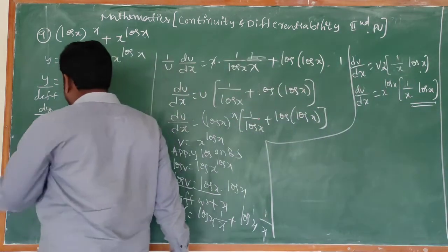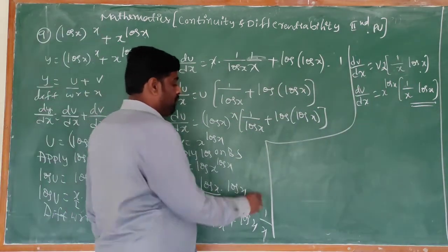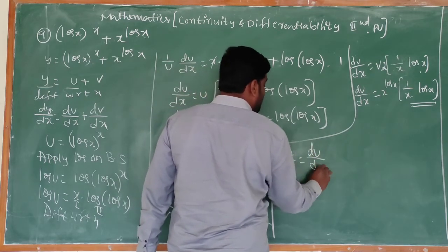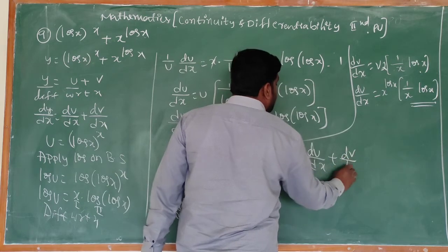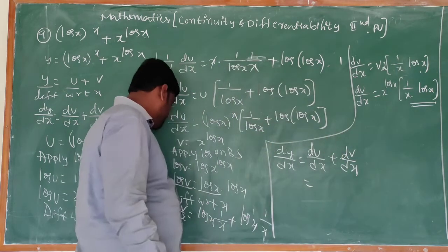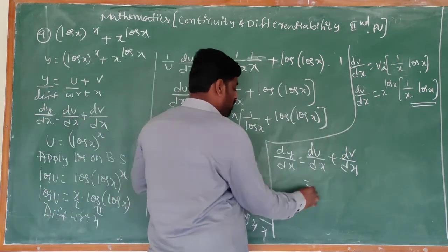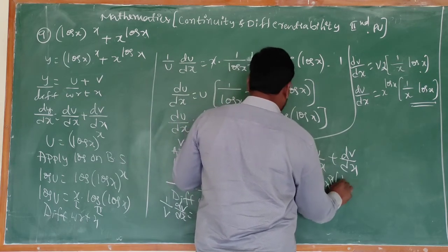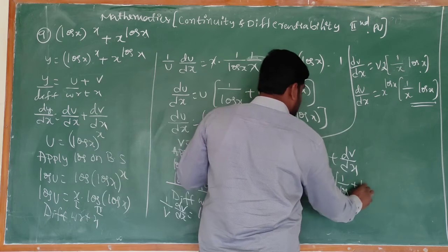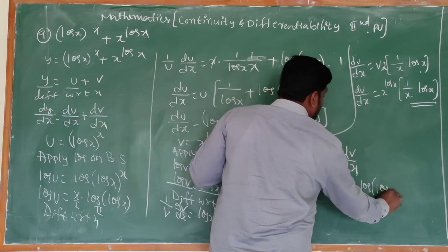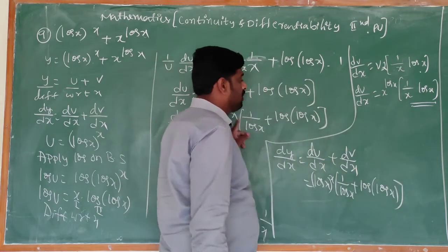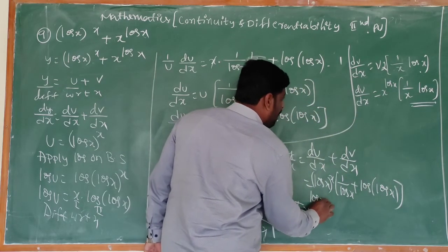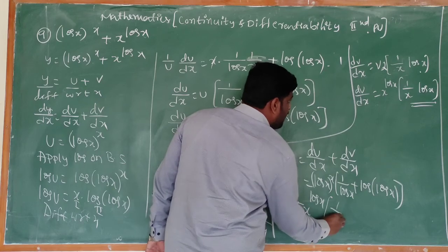Now I want to find dy by dx. So now dy by dx is equal to du by dx plus dv by dx. So du by dx is what? Substitute the du by dx value: log x whole to the power of x into 1 by log x plus log of log x. So this is du by dx. So dv by dx is what? Plus x to the power of log x into 1 by x log x.